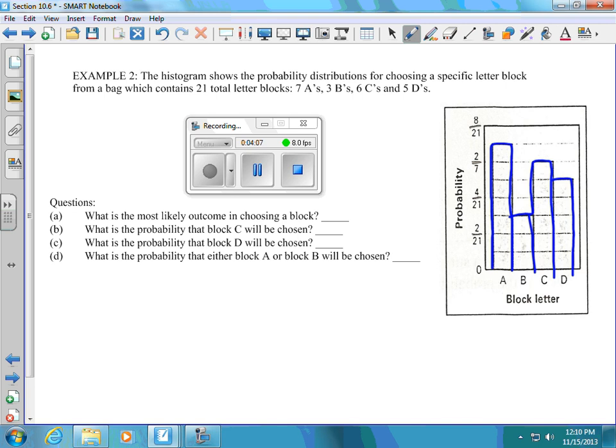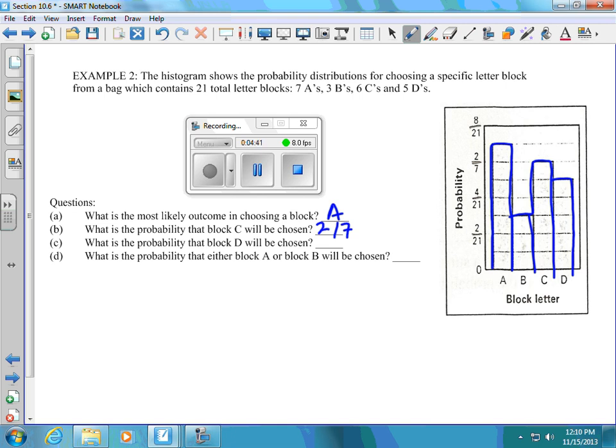Okay, but that's the height of the bars here. So what is the most likely outcome in choosing a block? Well, the tallest one is A. So choosing A is the most likely. What's the probability that block C will be chosen? Well, block C has a 2 out of 7 chance of being chosen, 2 7ths. What is the probability that block D will be chosen? Well, that's kind of hard to tell, right? Because it's between these two. So we have to look and say, what are the intervals that we're going by here?